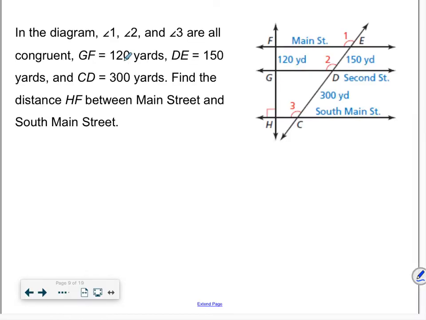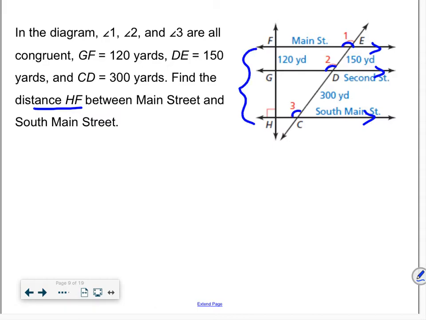So now we are going to apply the three parallel lines theorem, this picture, which kind of looks like a city map. And it's telling us in our diagram that angles 1, 2, and 3 are congruent, which would make Main Street, 2nd Street, South Main Street all parallel. And we can see that FH and EC are both those transversals then. Our job is to find the distance of HF. So we're actually looking for this entire distance here.